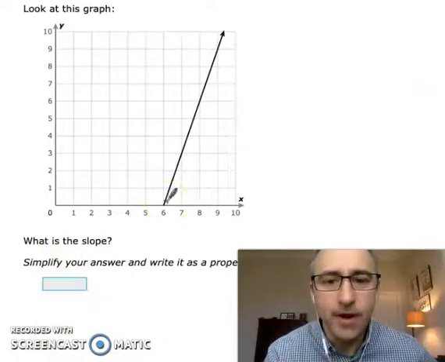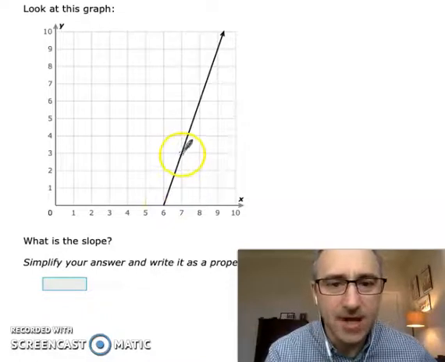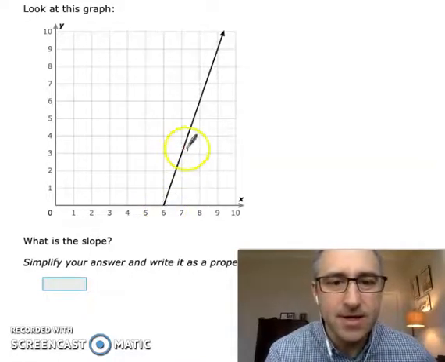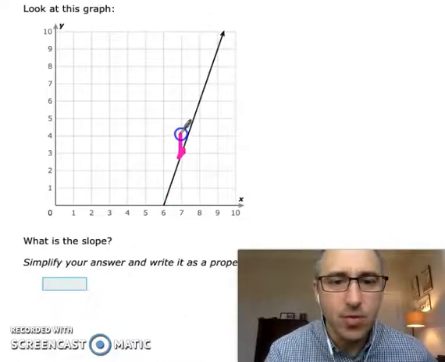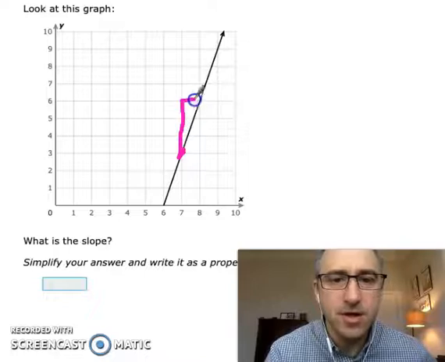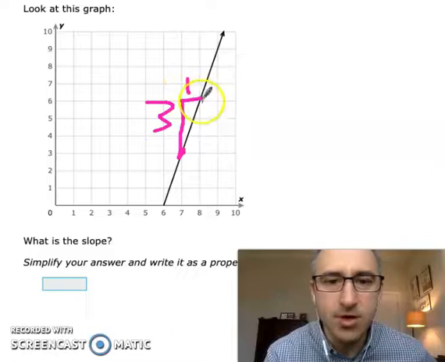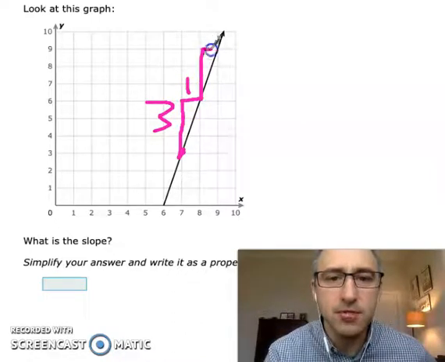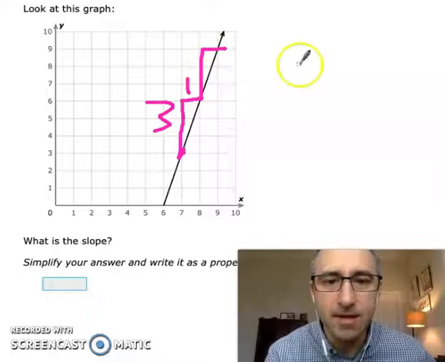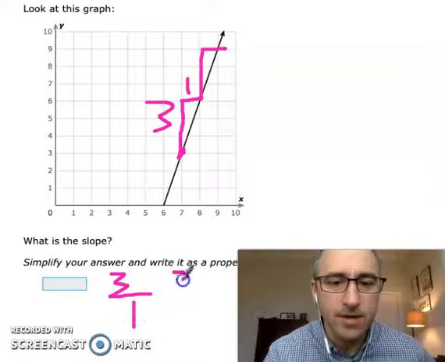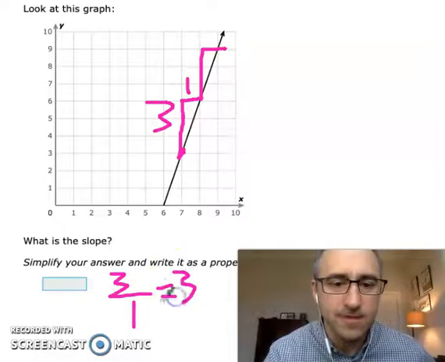Now it doesn't matter where I start, just that I start in an exact corner. Like here is an exact corner, down here probably is. That's why I tried two spots. So let's start here and see where it takes us. So we're going to count up 1, 2, 3 over 1. So that's 3 over 1. We'll try it one more time just to be sure. Up 1, 2, 3 over 1. Yep, the same thing happened. So we know the slope is 3 over 1, or we can write that as 3.